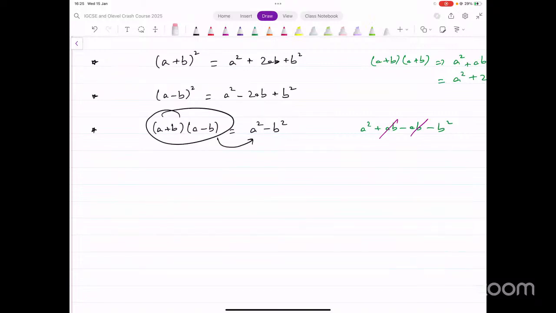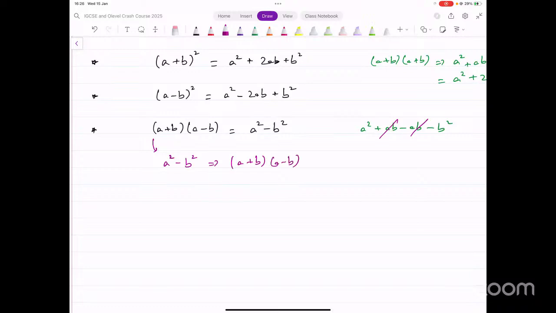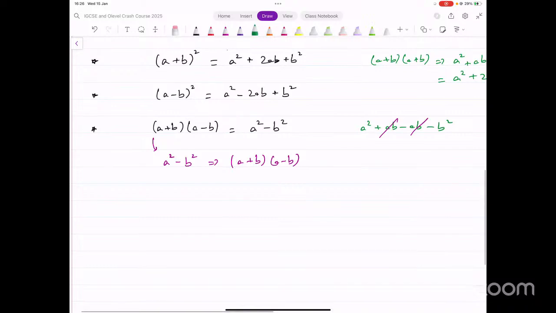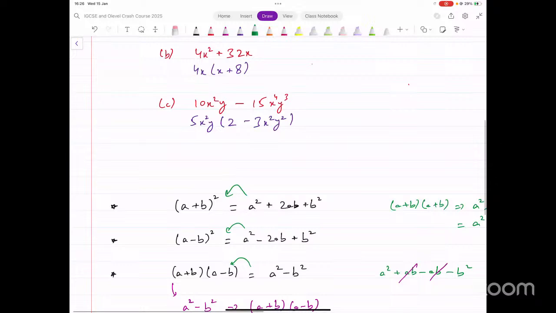But you can also think of it the other way around. If you have a squared minus b squared written somewhere, you can write it in this form, a plus b into a minus b. So all of these identities work both ways, right? You can go this way or this way. They work both ways. So from left to right, we're just expanding things. We're simplifying things. From right to left, we are factorizing them, writing them as products.